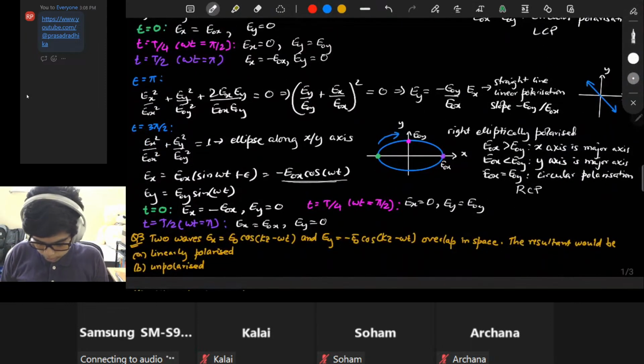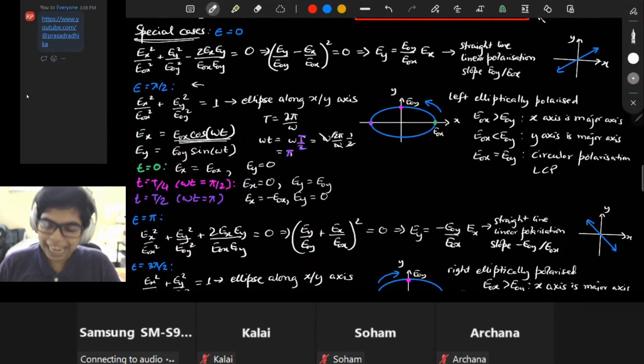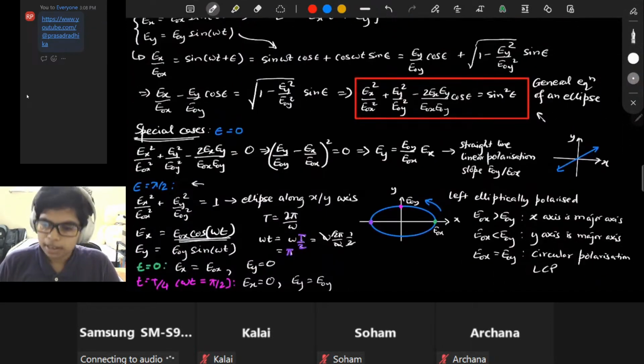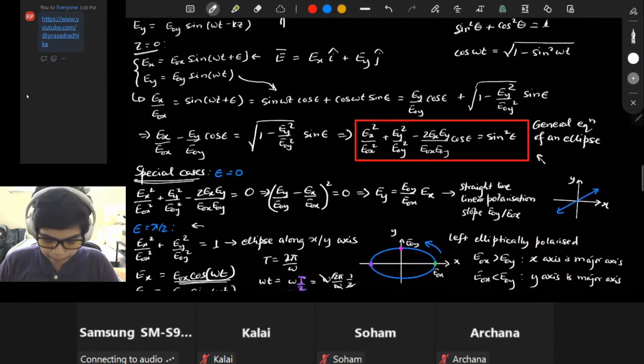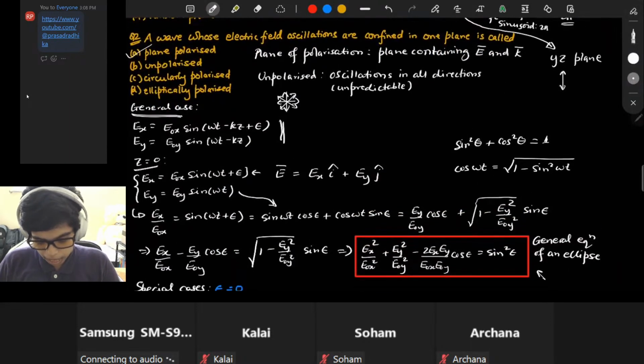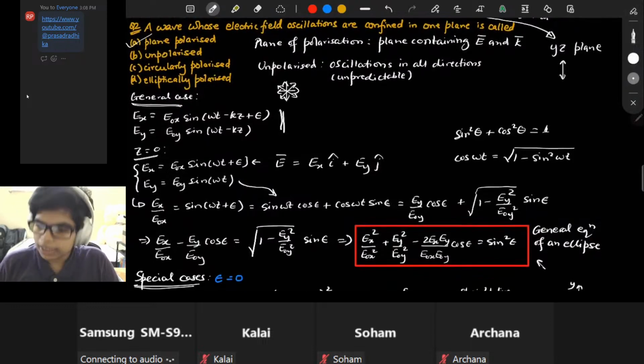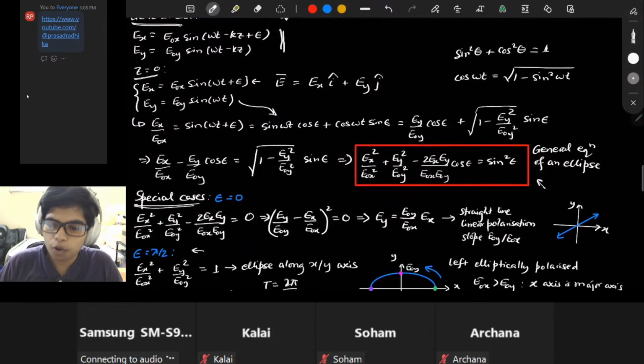So this was a general discussion of polarization and the different types of polarization that we can have: linear, circular, or elliptical polarization. And this was the answer to the second question. The question was very simple, but I just wanted to discuss these cases of polarization with all of you so that it is clear once and for all.